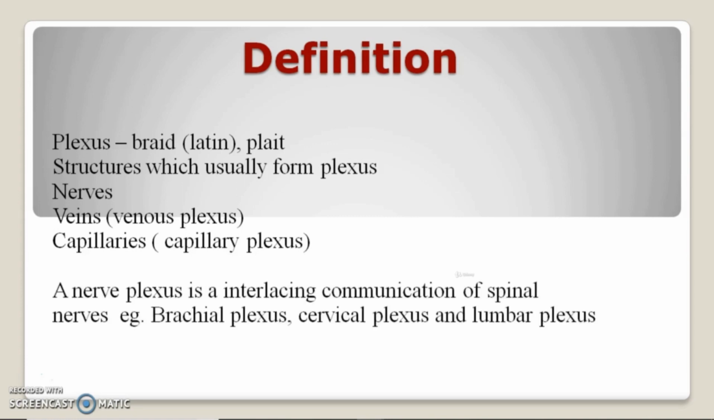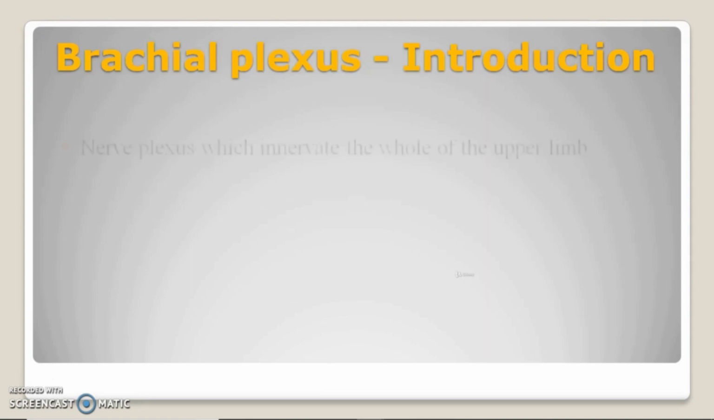A nerve plexus is nothing but an interlacing communication of spinal nerves. From the spinal cord we have spinal nerves arising. Those spinal nerves at some region form a plait-like appearance by joining or interlacing with other spinal nerves. That type of appearance we call a plexus. The nerve plexuses in our body are 3 in number: brachial plexus, cervical plexus and lumbar plexus. That's all about the definition of this particular plexus. Now we will go on to the introductory part of the brachial plexus.